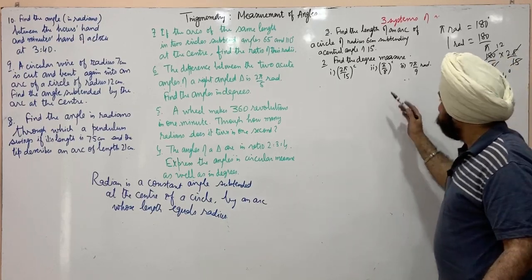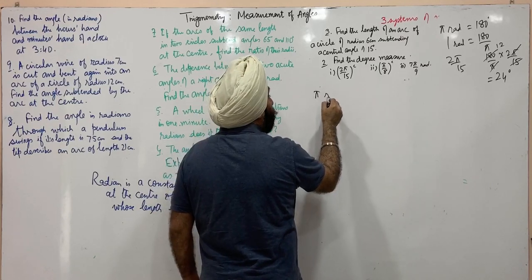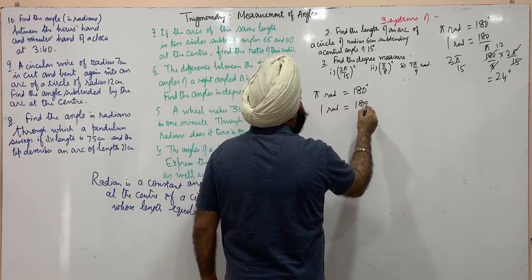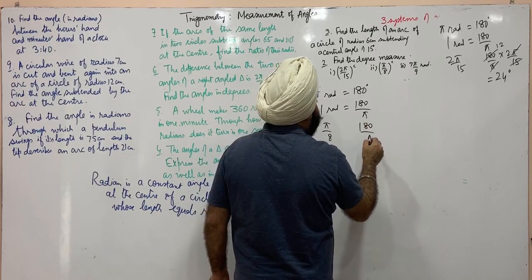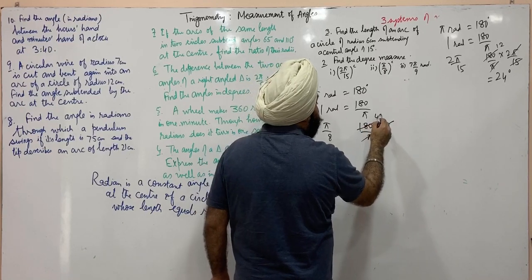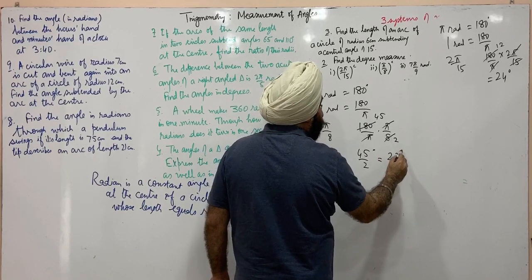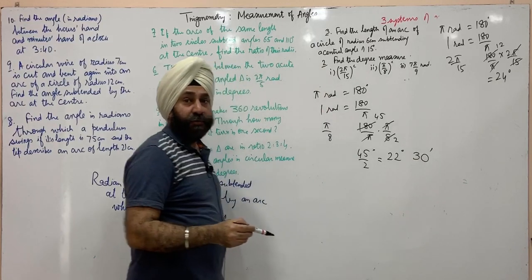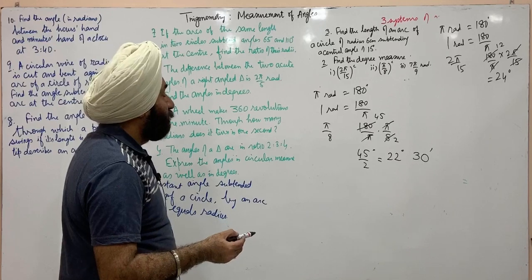Similarly, we can find out this pi by 8. We use the same relation. Pi radians is 180 degrees. 1 radian is 180 upon pi, and pi by 8 is 180 upon pi into pi by 8. Pi will cancel out. 4 cancels, this is 45 by 2. 45 by 2 degrees is 22 degrees plus half a degree. Half a degree is half into 60, that is 30 minutes. So this angle is 22 degrees and 30 minutes.